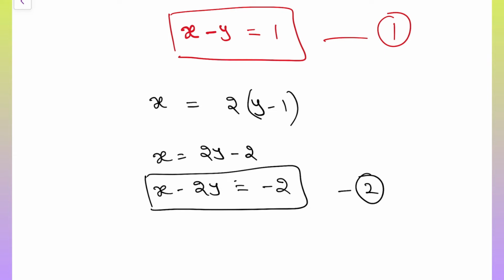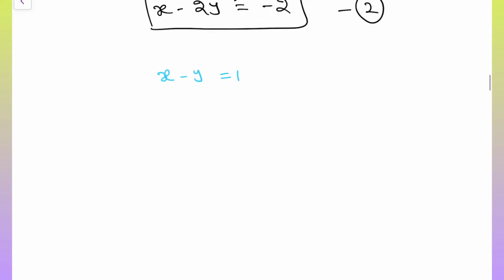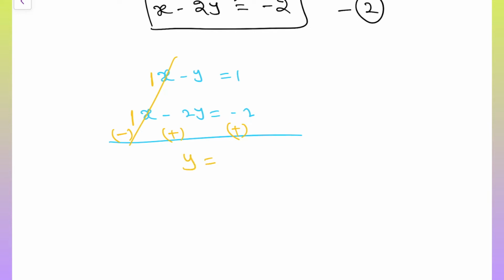Let us simplify both the equations now. x minus y equals 1. Second equation is x minus 2y equals minus 2. Here the x coefficient is 1, and here also the x coefficient is 1, so no need for any multiplication. Now I am going to do subtraction. So plus becomes minus, minus becomes plus, minus becomes plus. Plus x minus x cancel. Minus y plus 2y is y, equal to 1 plus 2, that is 3. So the y value we got is 3.